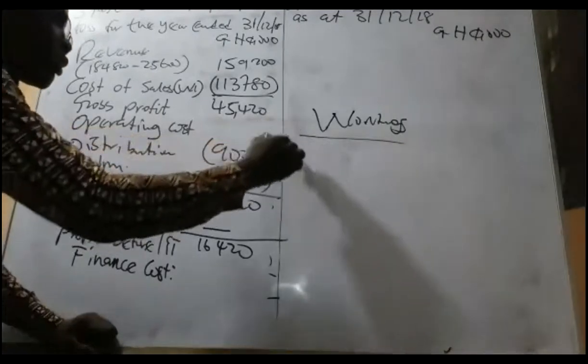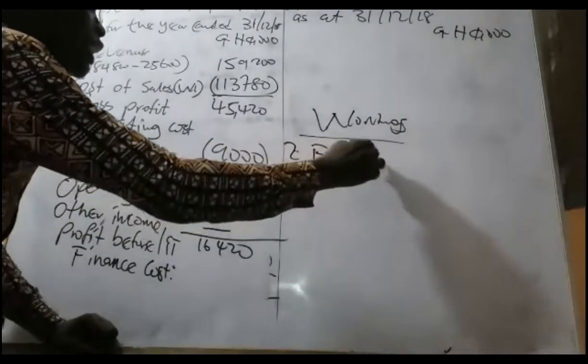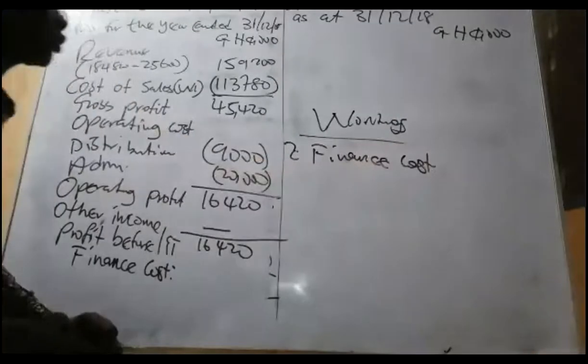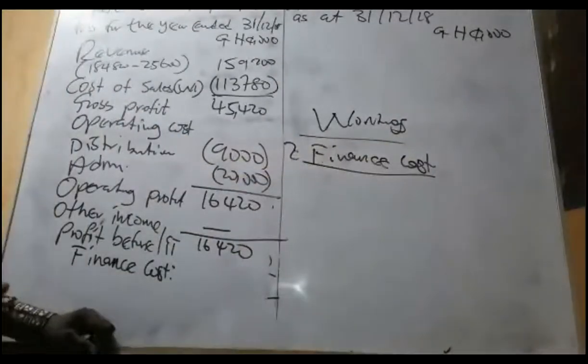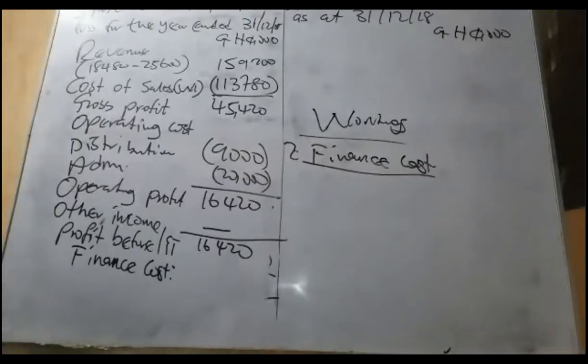So finance cost, that's workings number 2. With finance cost, we said that it includes what? The interest that you are paying on all the facility. It includes the redeemable preference shares, the dividend paid on that one. Then what again? The bank interest, and then the finance charge element of the lease. So you go and calculate that.